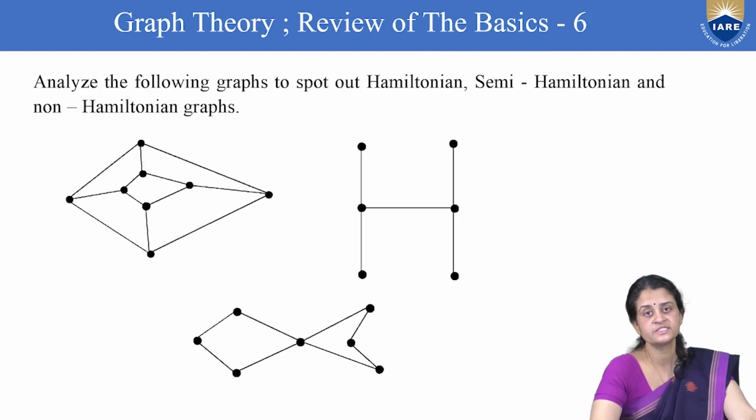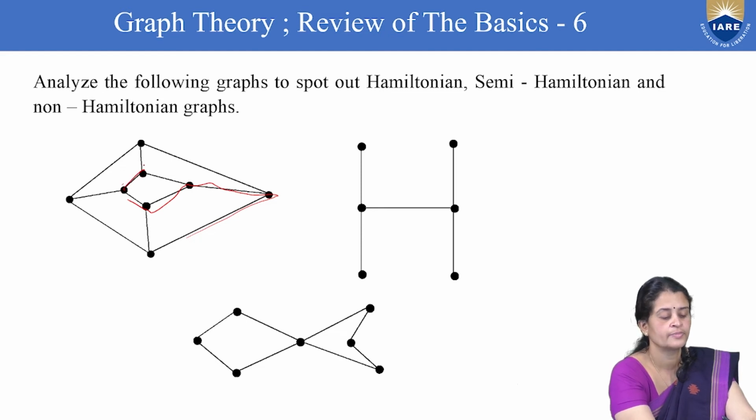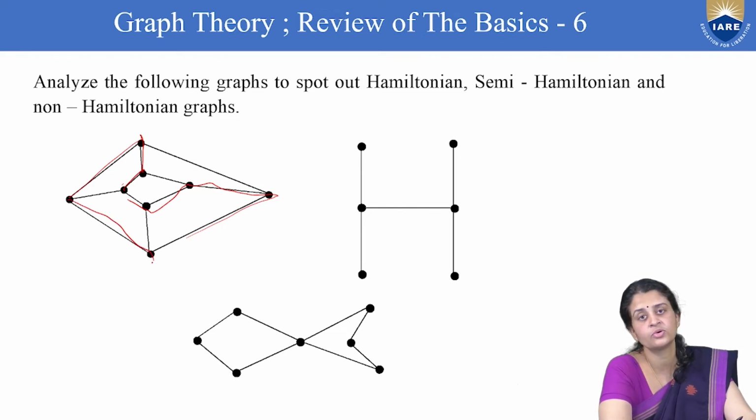Now see whether these graphs are Hamiltonian or not. In this first figure, I start from this vertex. Can I go through the other vertices? I can go through this vertex, and from here I can go to all these vertices. I am traveling through all the vertices exactly once. So it is a Hamiltonian graph.